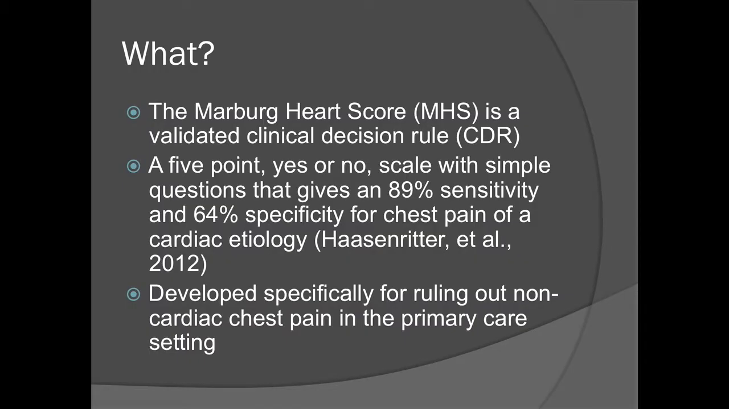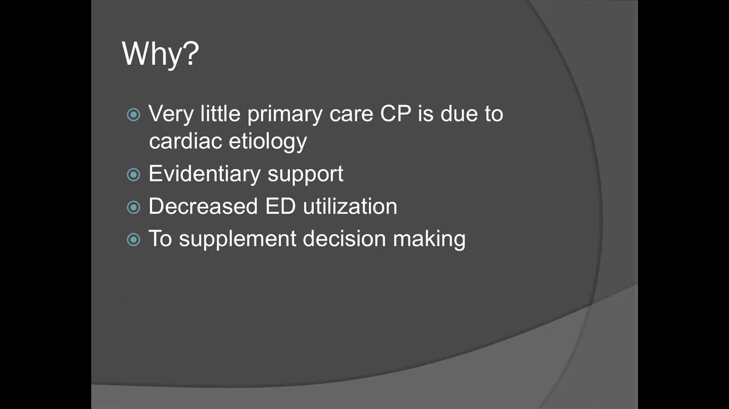What is the Marburg Heart Score? It's a validated clinical decision rule, much like the Ottawa ankle rules or the Canadian CAT scan head rules. It's a 5-point yes or no scale with simple questions that gives an 89% sensitivity and a 64% specificity for chest pain of a cardiac etiology. Developed specifically for ruling out non-cardiac chest pain in the primary care setting.